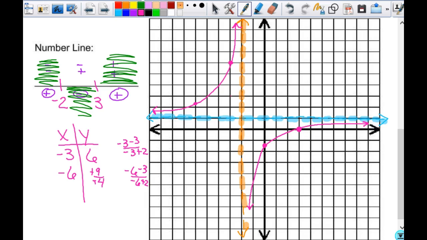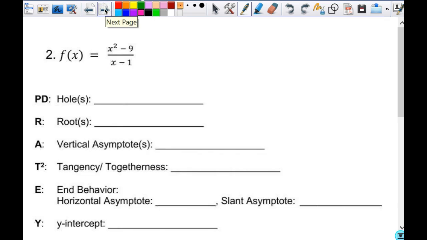Everybody okay on that one? Any questions? All right. Now on this next one, I'm going to give you a couple of minutes to see how far you can get on some of this stuff. Okay. So get it all filled out, try and get it.